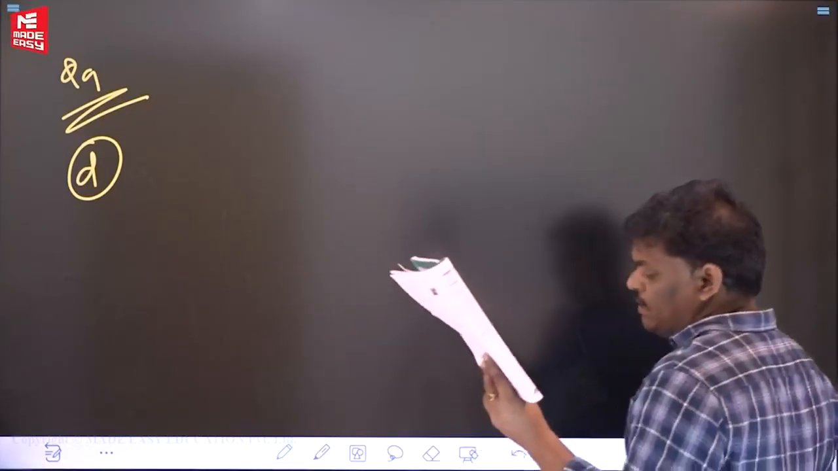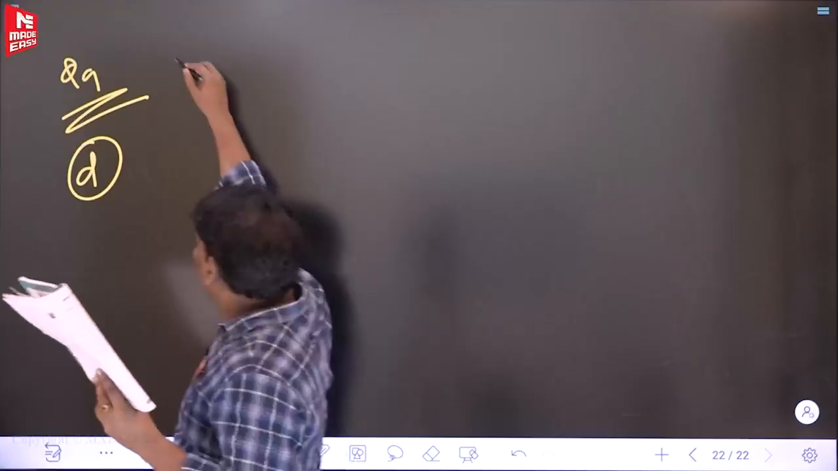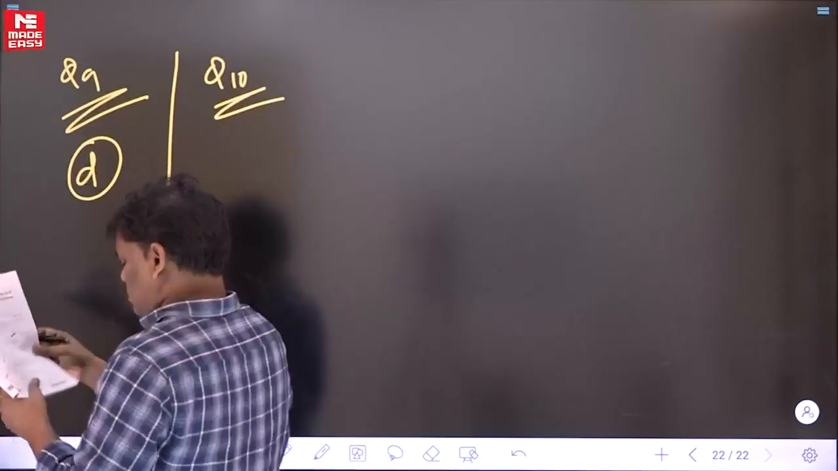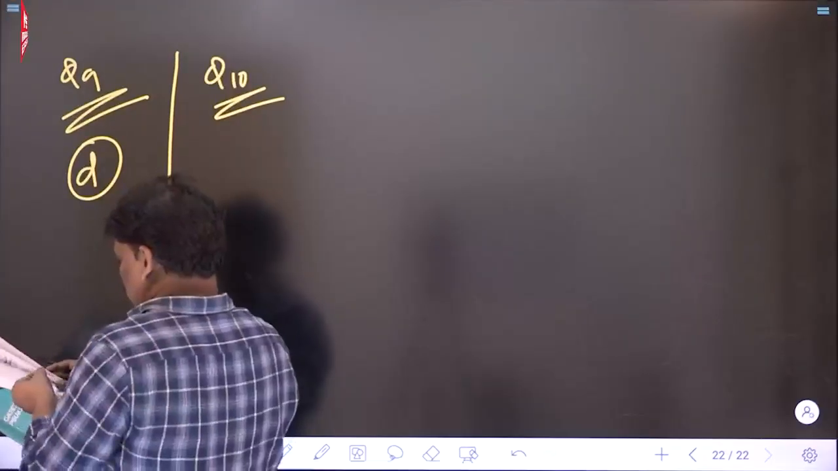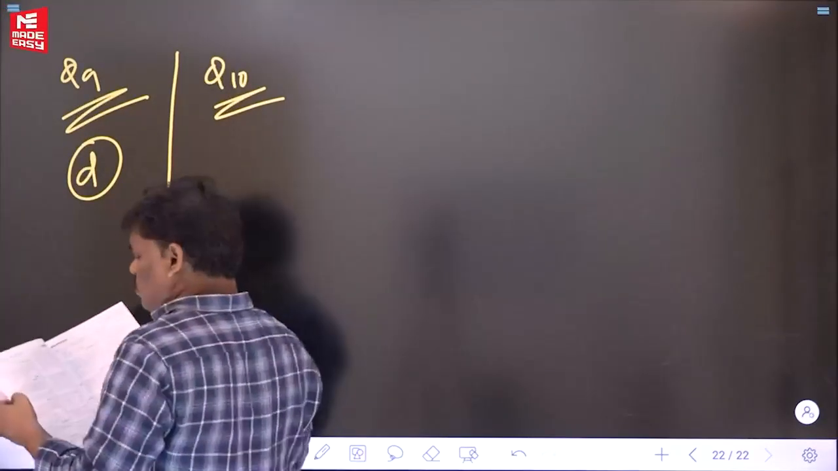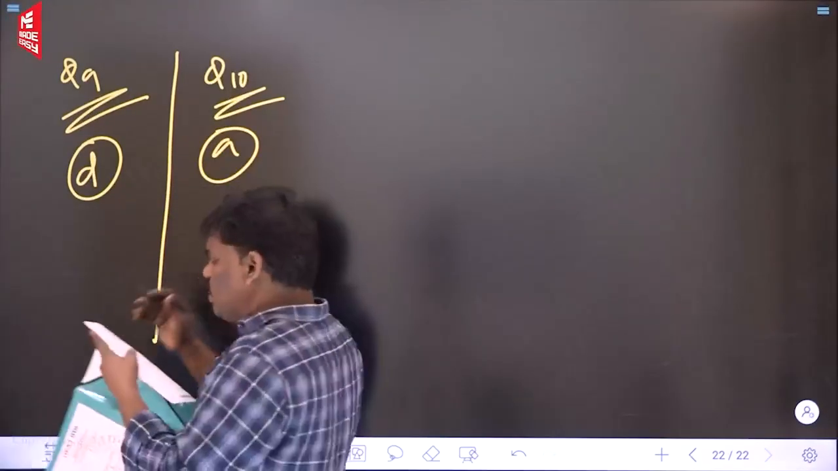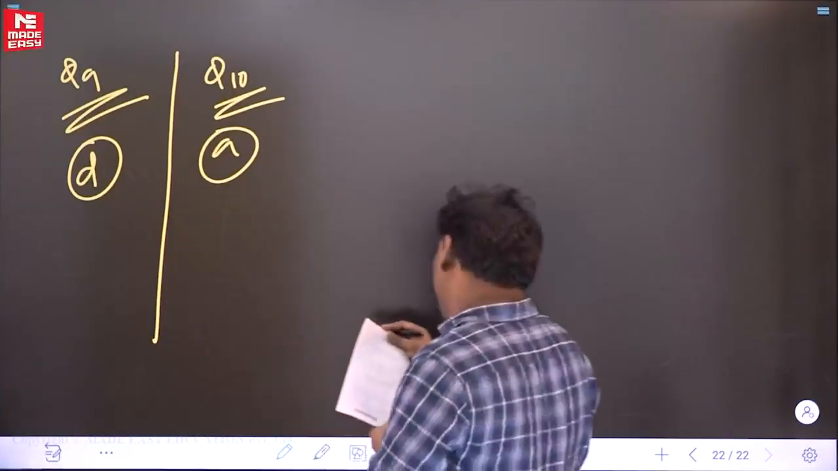Question number 9, D. What is question number 10? Please check yourself, A. These are very small things, just taking one example and verifying yourself. Question number 11, answer is C.